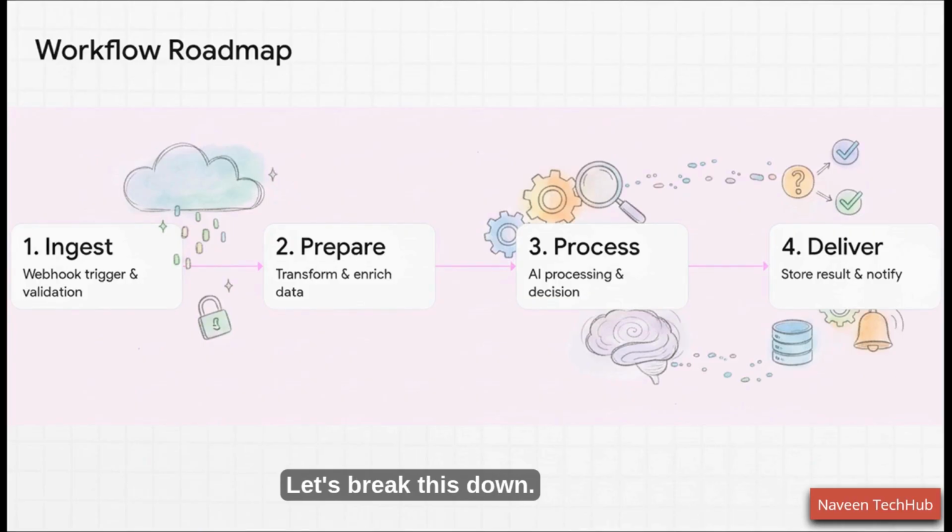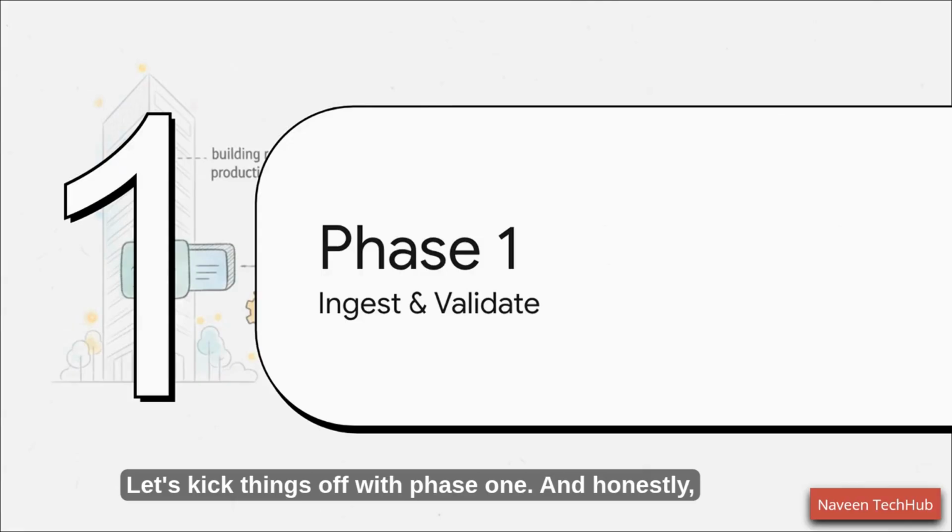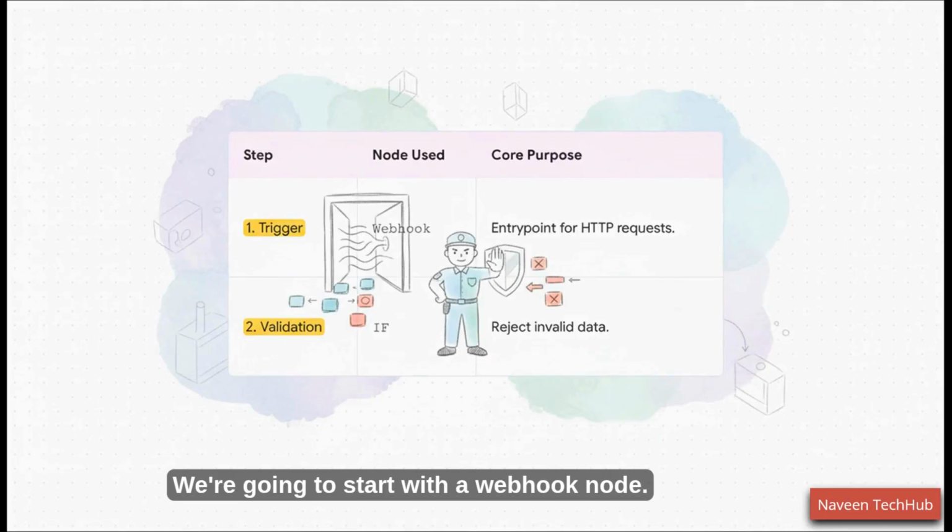Let's break this down. Let's kick things off with phase 1. And honestly, this is one of the most critical parts of the entire build, how we safely get data in and make sure it's good to go. We're going to start with a webhook node. That's our open door to the outside world, just waiting to catch requests.